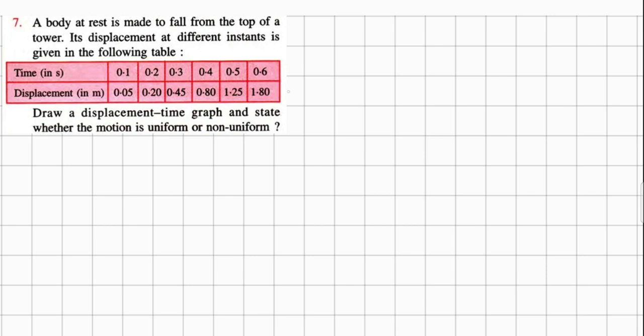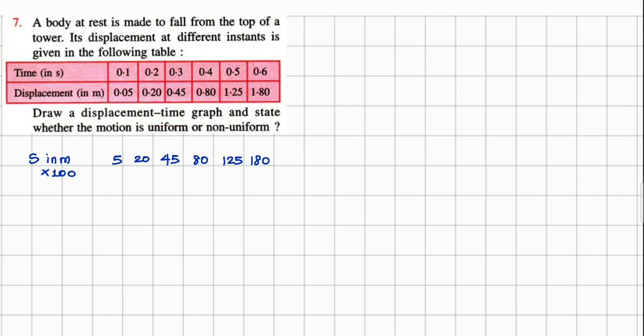that is multiply the displacement column with 100. So it becomes easier. So 0.05 will become 5, 0.02 will become 20, like that. This will become 45. So I'll rewrite this neatly. Just wait. So it will look something like this. I have multiplied with 100. So 0.05 becomes 5, 20, 45, 80, 125 and 180.